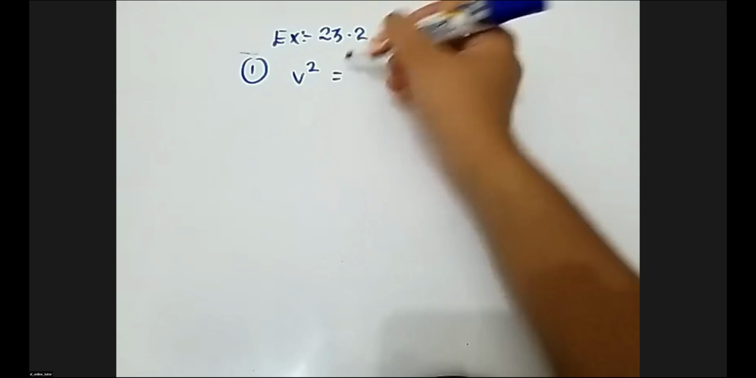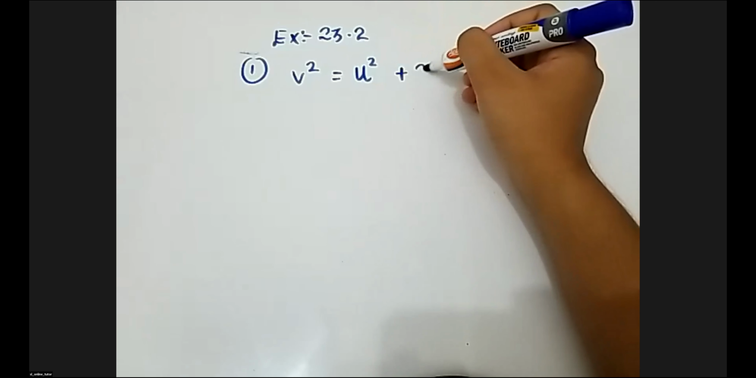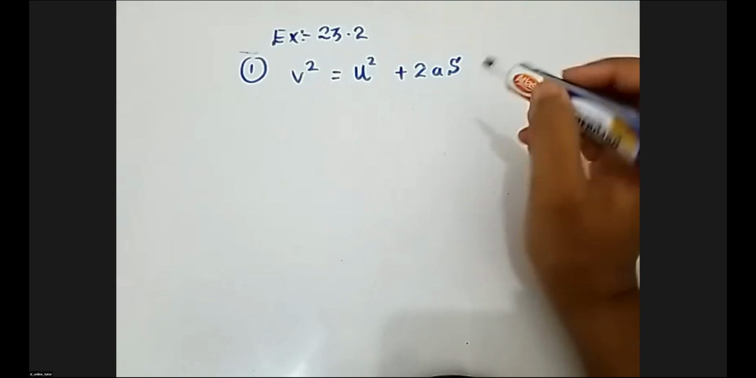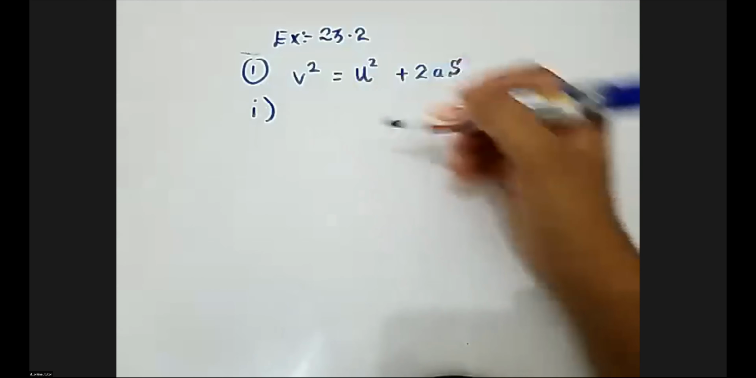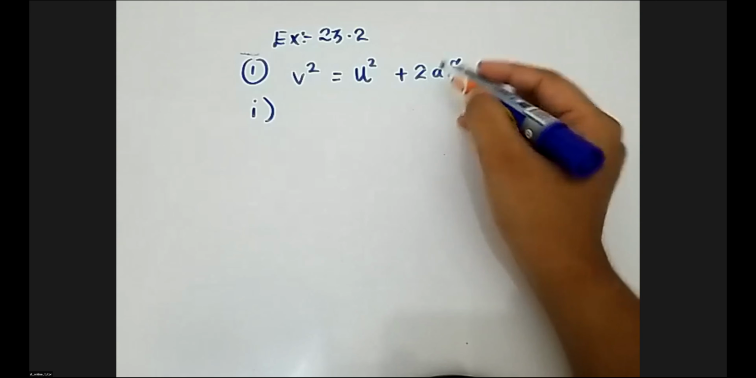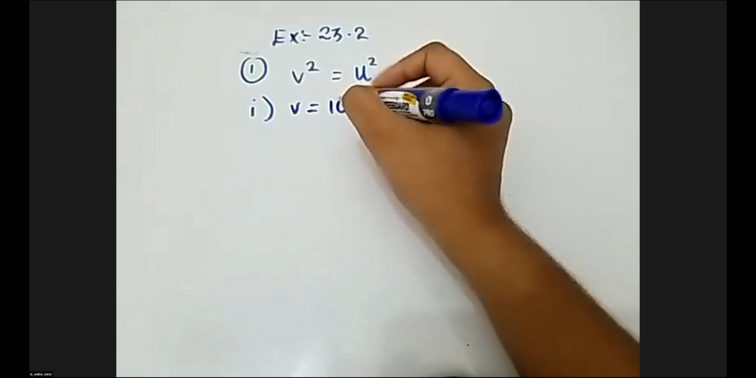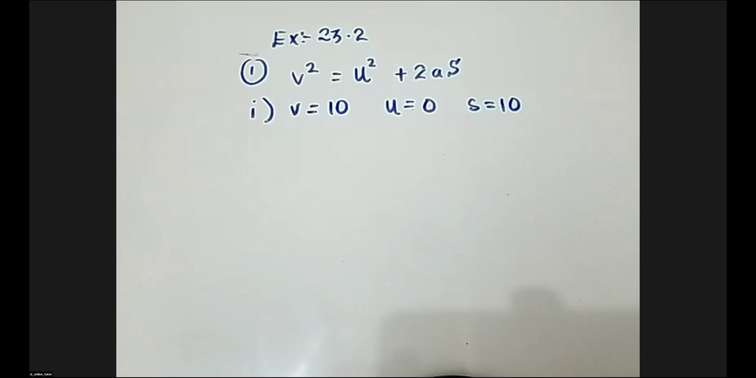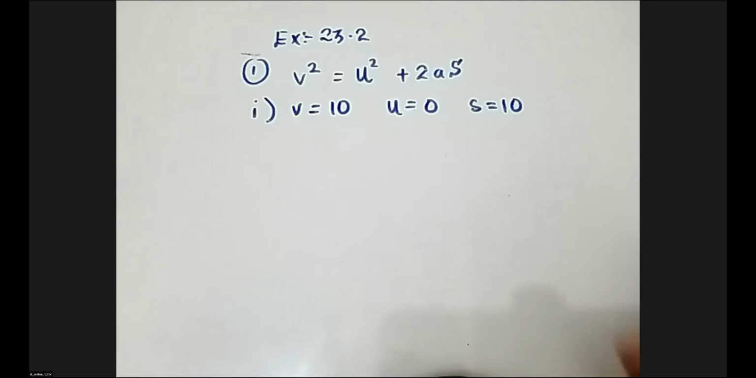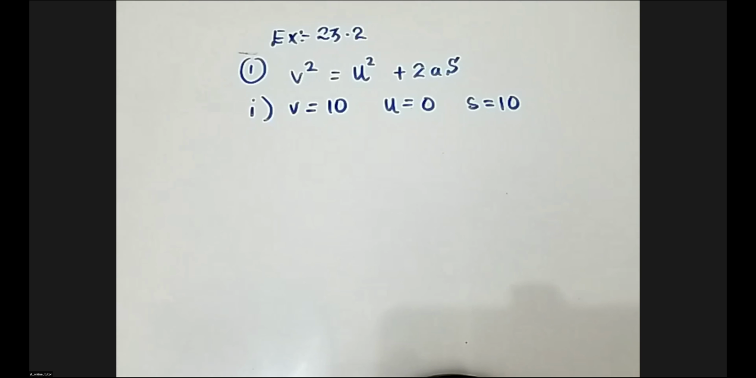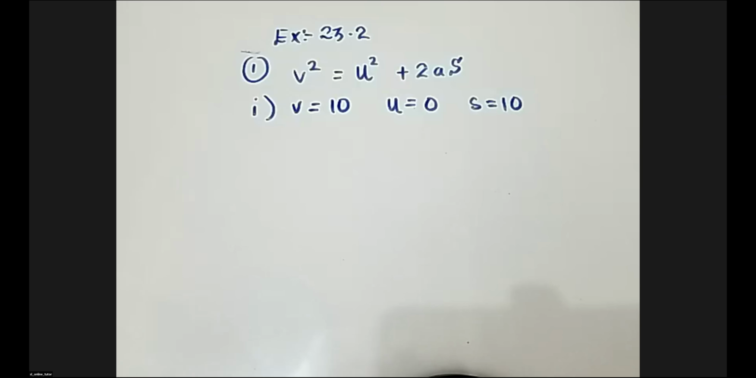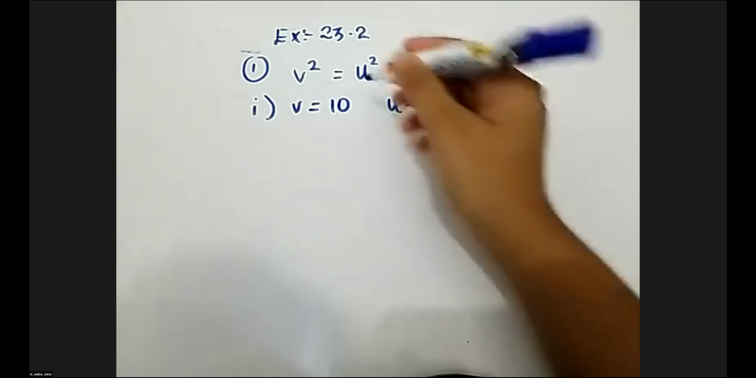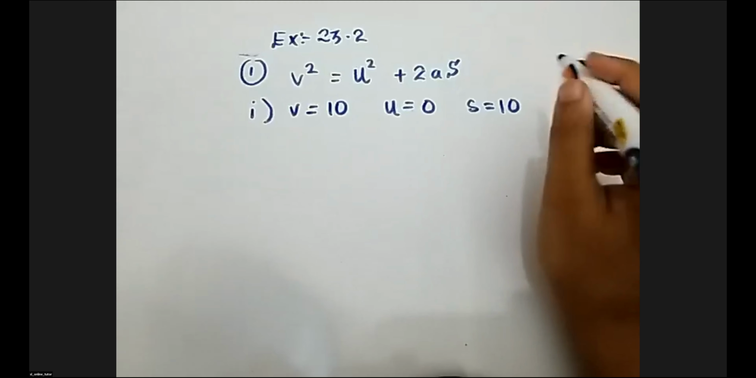V squared equals U squared plus 2AS. Now, Roman number 1 says, find the value of A when V is equal to 10, U is equal to 0, S is equal to 10. Values of certain things are given. We have to find A. How do we do? Directly don't try to find A. First of all, make A the subject of the formula because you know how to make the subject.